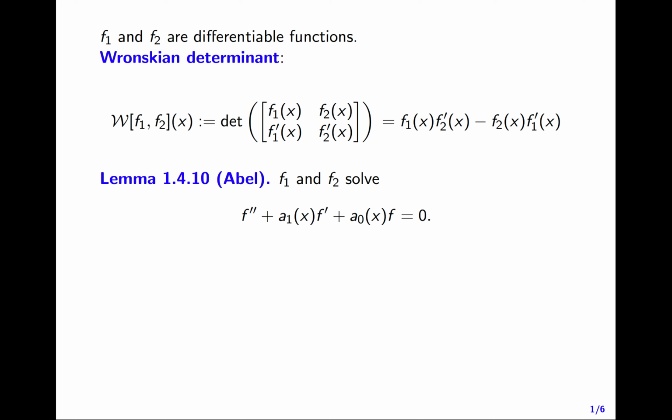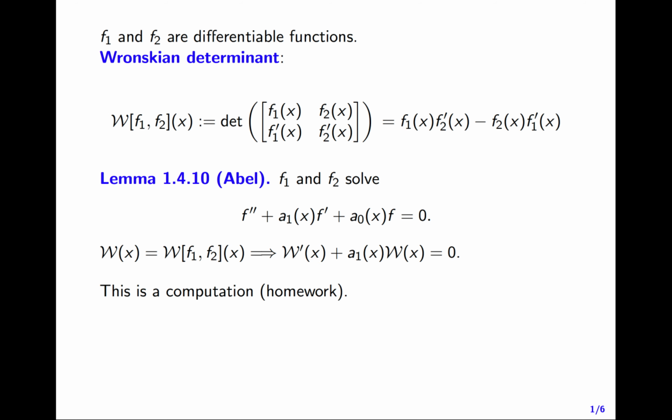So if f1 and f2 solve this equation, and if I abbreviate W of x equals W on f1, f2 of x, then I know that W itself satisfies a different differential equation, namely W prime of x plus a1 of x W of x equals 0. And this is just a computation that you're going to do through homework, your first homework assignment coming up.